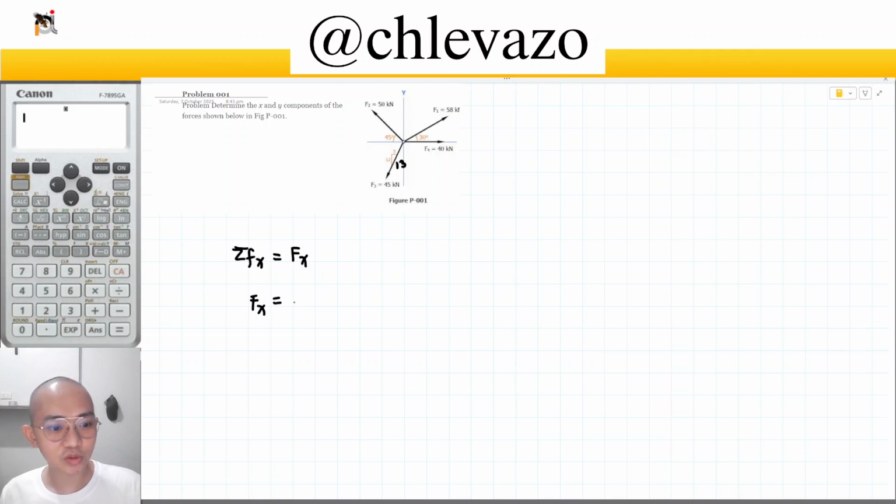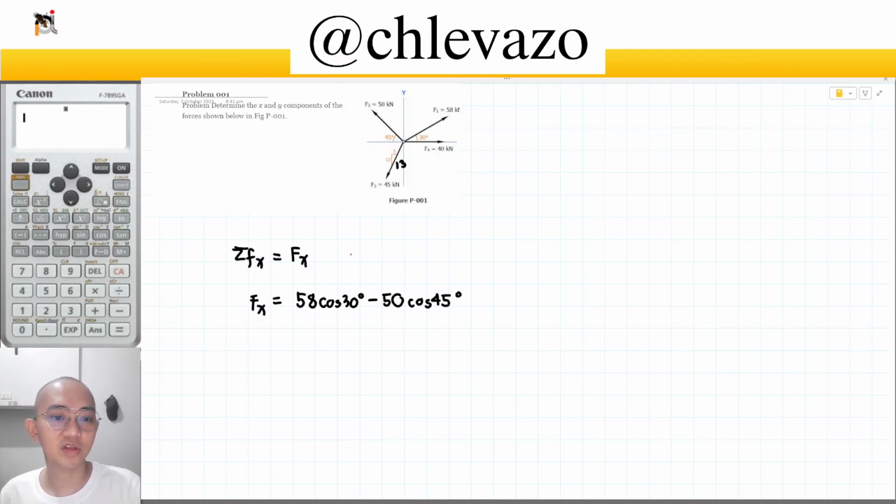Fx is equal to, so start natin sa F1, that's 58. Positive, kasi it's x to the right, or to the positive x axis, so that is 58 cosine 30 degrees plus 50. By the way, this should be negative or minus 50, no? Kasi the F2 is due to the negative axis. So, negative 50 cosine 45 degrees.